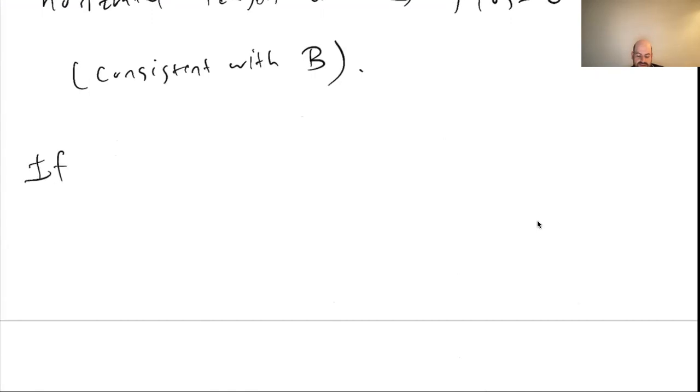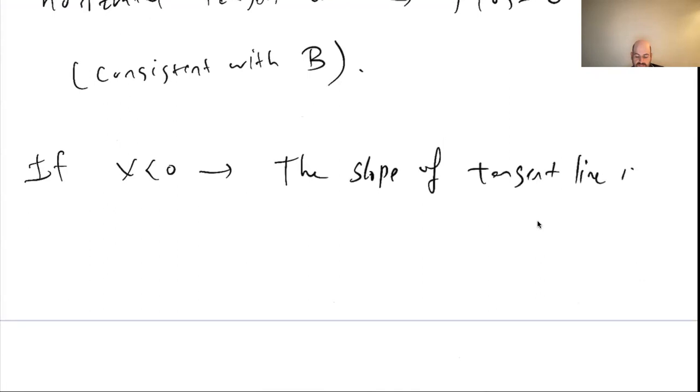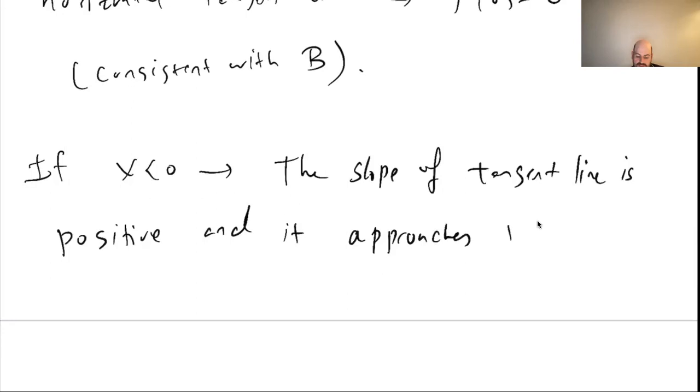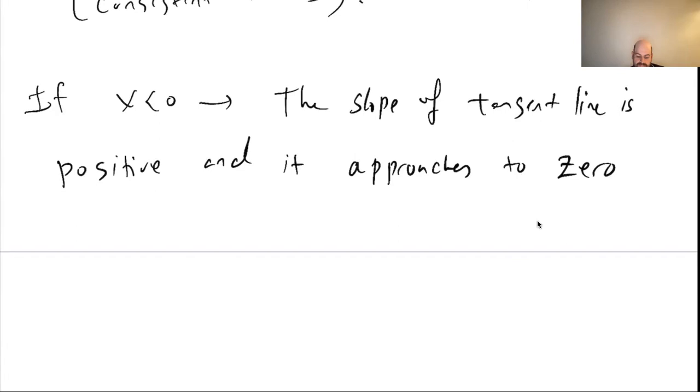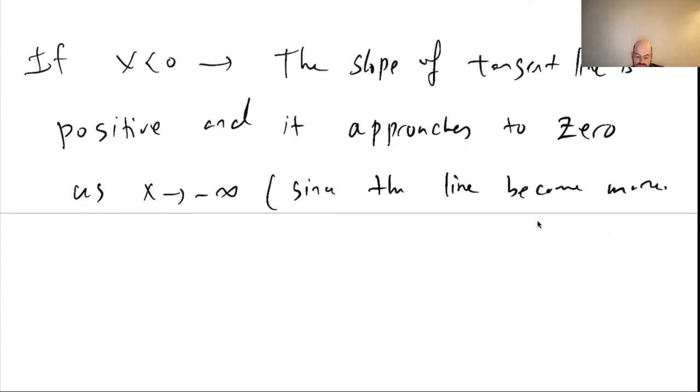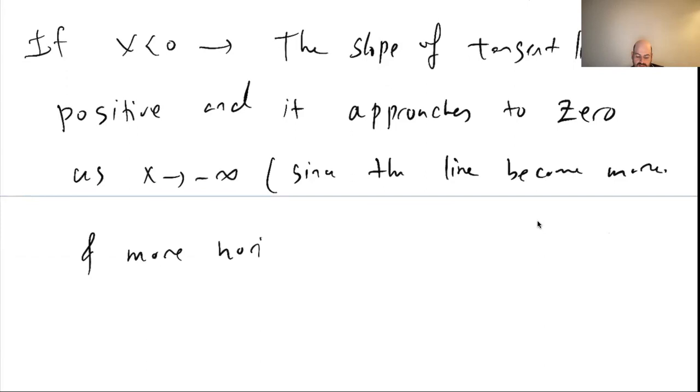If x is less than 0, then the slope of the tangent line is positive, and it approaches 0 as x approaches minus infinity, since the line becomes more and more horizontal as x approaches minus infinity.